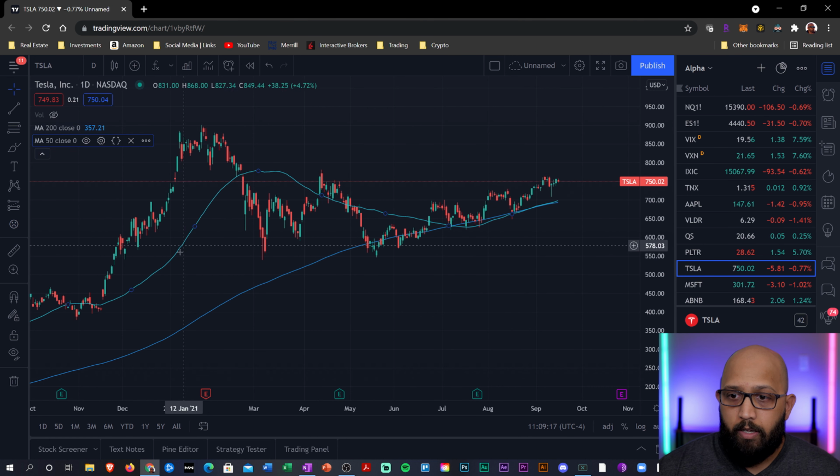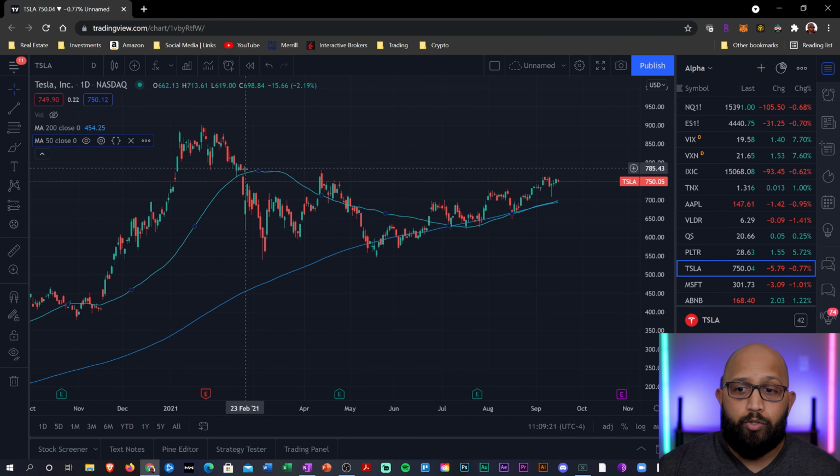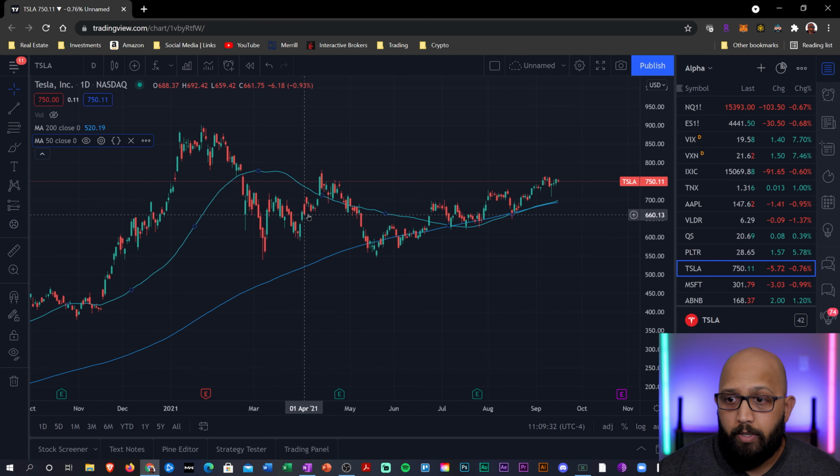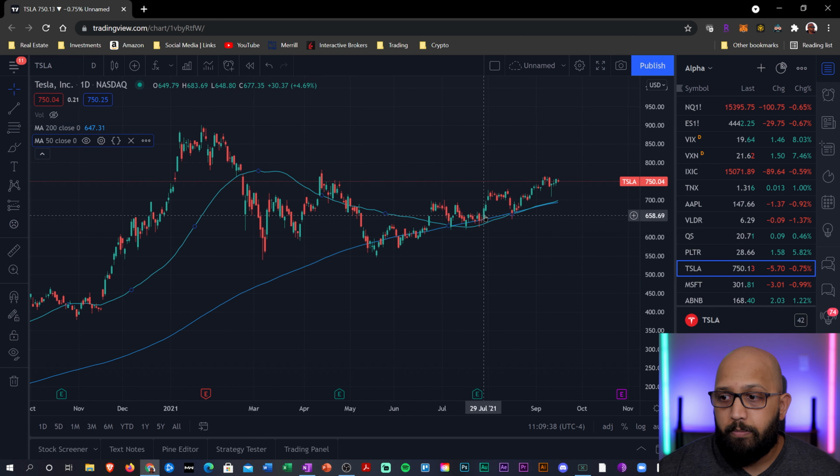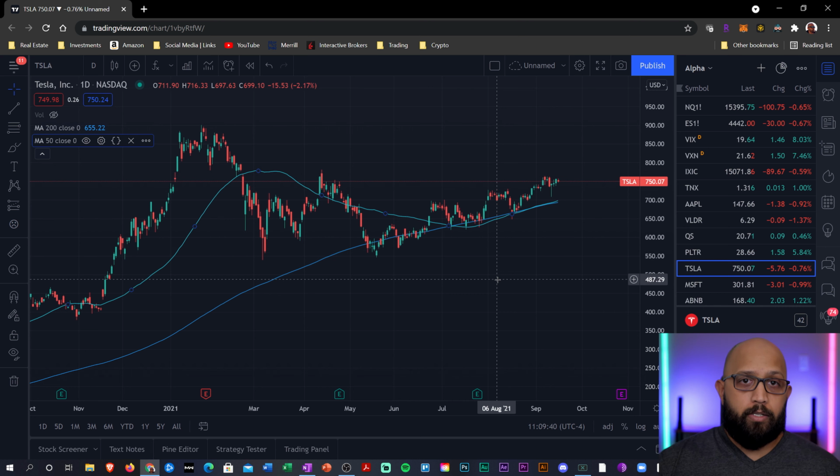So you can see here that at this point here, Tesla's price dropped below the 50. So some could say that this might be a bearish signal in the short term or near term because it's below the 50 moving average, which it did for a little bit. Then it crossed up and then it came back down, found a little bit of support at the 200 and moved up.